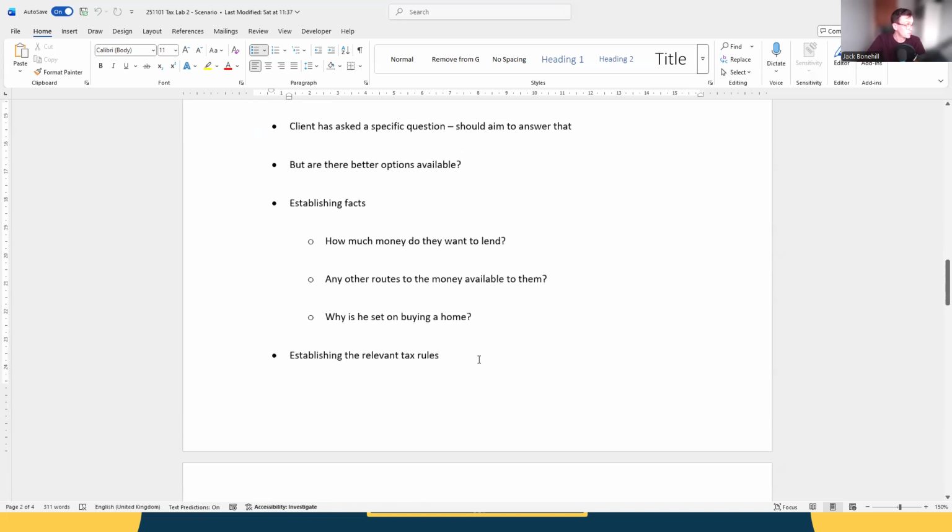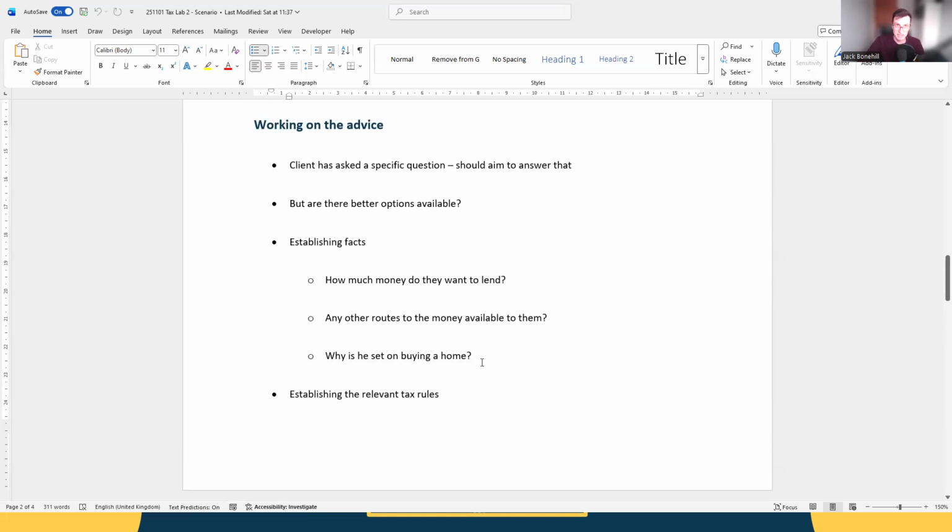Okay, so before you can properly give advice, I always think the first step is to make sure that you understand as much as possible about the situation, so that you can start thinking about the different ways that you can help them. So we need to establish as many facts as possible. We've got a fair amount of facts already that we talked about at the start of the session.